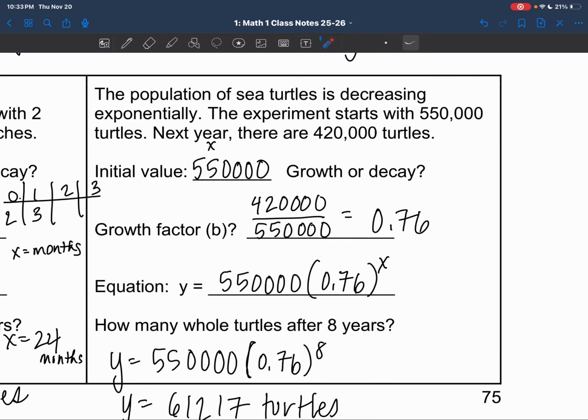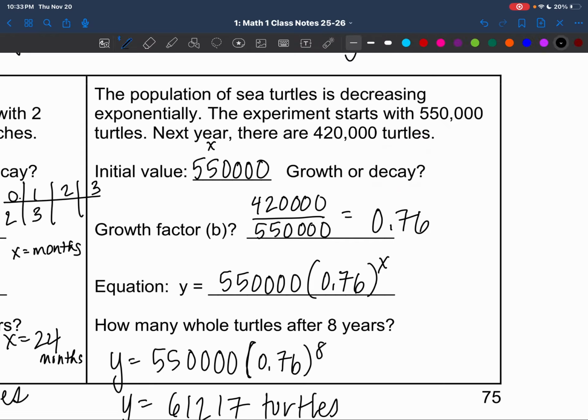All right, next up, for this one, you have an initial value of 550,000. And then next year, this is your next amount. So if you notice, we're decreasing. So we know it's going to be decay, but we're just going to double check. So we're going to take our second value and put it over the first value. And we get 0.76, which is in fact decay.